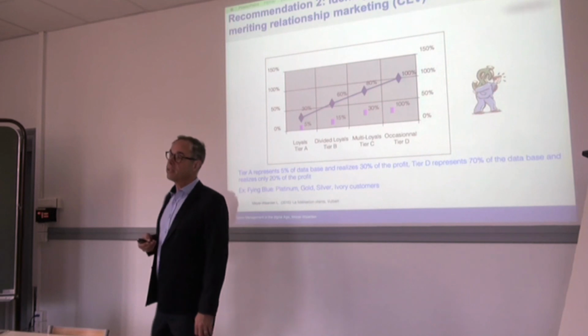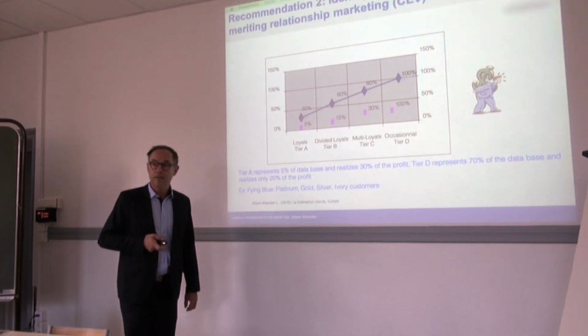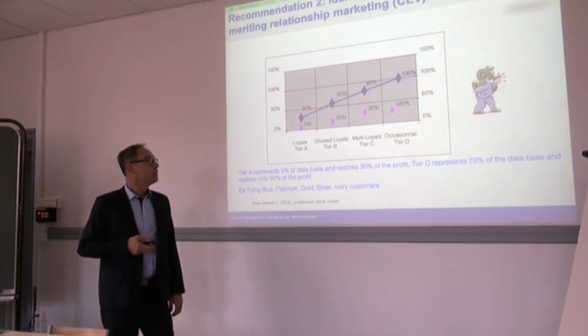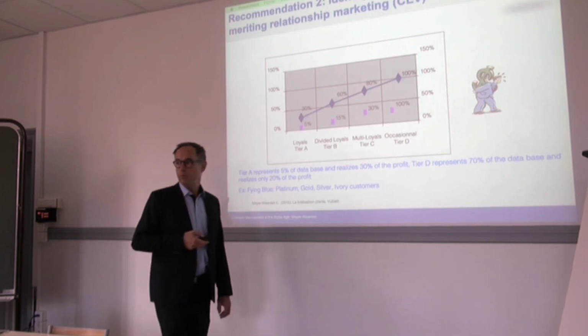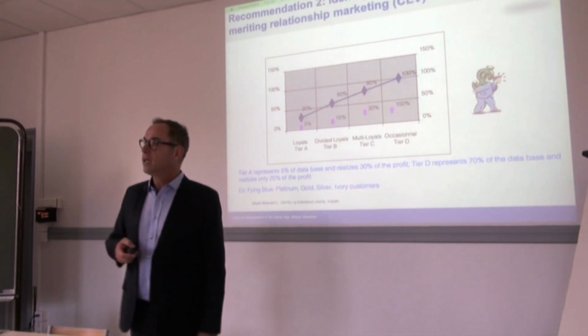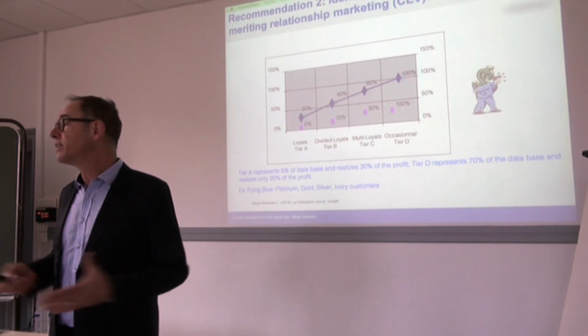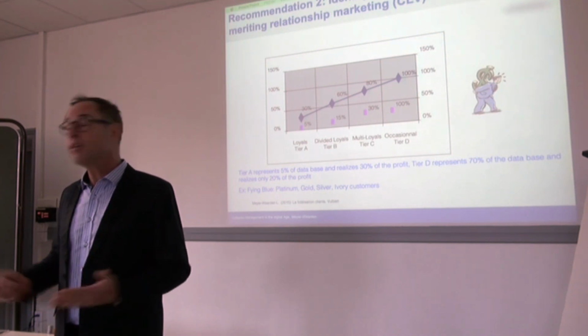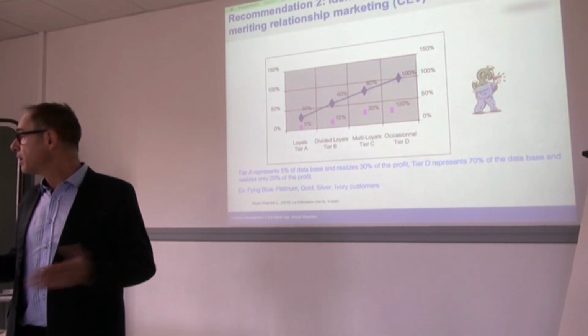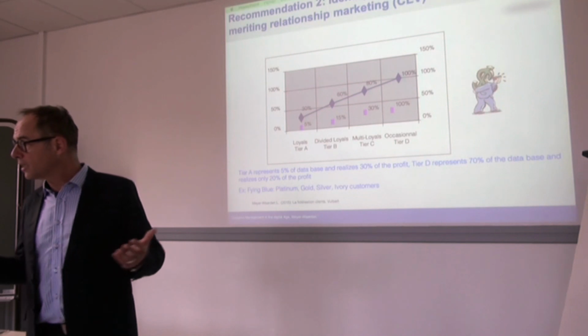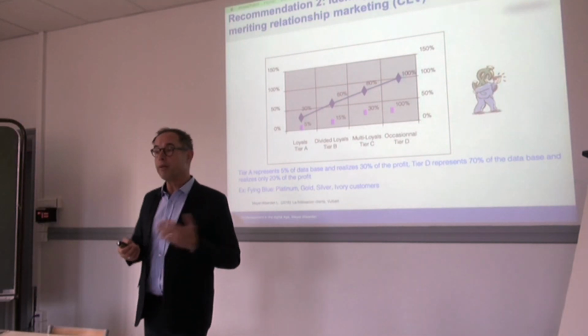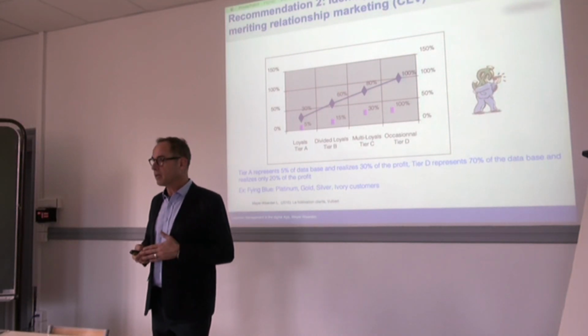Value alignment means that you identify the key customers that merit a relationship marketing approach. Because, as I already stated, it is impossible to treat every customer in the same way. But this is what was happening in a mass marketing approach. Traditionally, in marketing, and still some firms are doing that, treat all customers similarly.